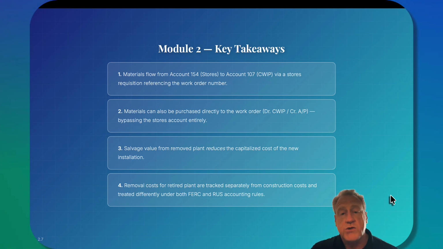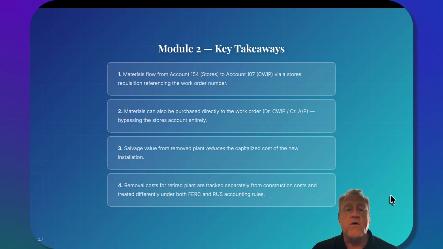So at the end of Module 2, your key takeaways are: materials flow from account 154, which is inventory, over to account 107, construction work in progress, via a stores requisition. We want inventory, so we take it out of the inventory account, we put it into the project. Materials can also be purchased directly and charged to a work order. That is not necessarily a best practice, but it does happen, especially on specialty type inventory that you're going to use just for a specific project.